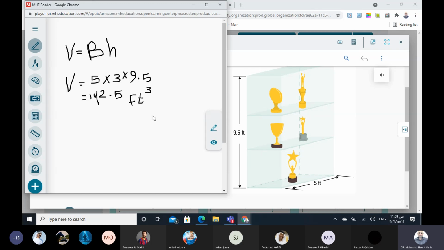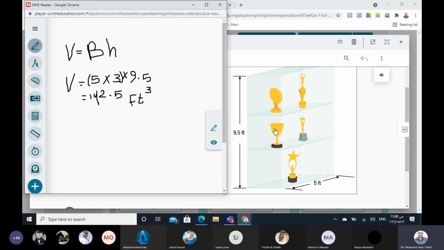Who has any question here? Mr., why did you write 3 but it's 2? Raise your voice and repeat your question, please. Mr., the formula is V equals B times H. Yes. But Mr., you write V equals, but you write 3 digits, not 2 digits.